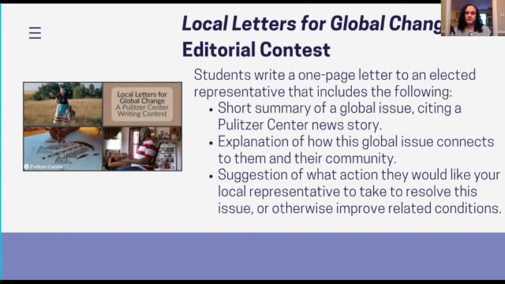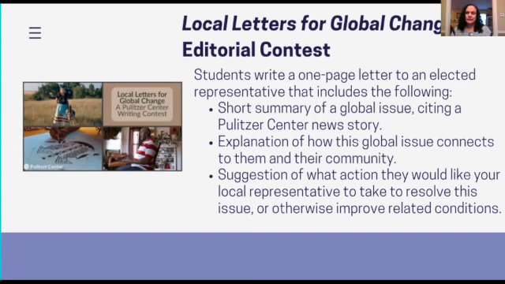And so there are lots of things that are already published on the Pulitzer Center website in terms of articles and investigative journalism. What students will do is they'll write a one-page letter to an elected official. It could be a city council member, it could be a school board member, it could be their state rep, where they're going to tackle the following.